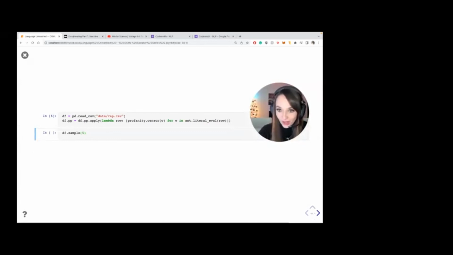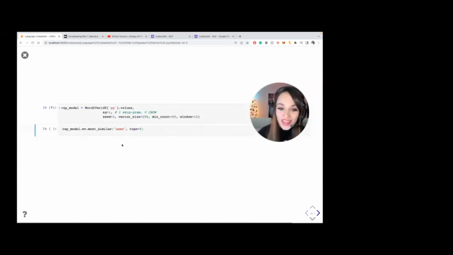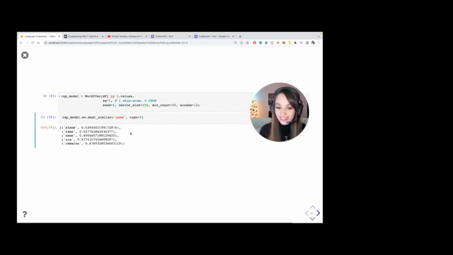So lyrics of songs that are rap. And I will show you a sample of the data set, but as I was checking my slides, I realized they have bad words and not even this profanity library was able to hide all of them. So I'm not gonna show you the data set. But basically what I wanna do is that now that I have trained this new model on the corpus of rap lyrics, what happens if I try to find the most similar words to game? We find shame, fame, name, aim, remains. So things that rhyme with game because it's rap lyrics.